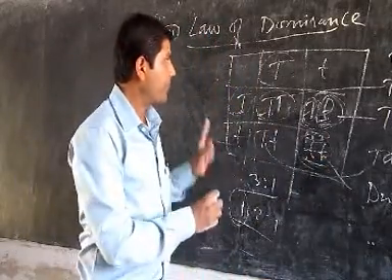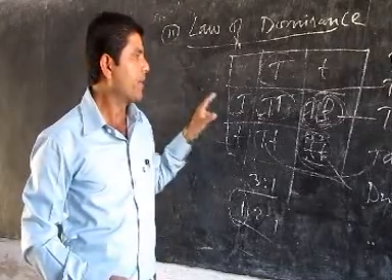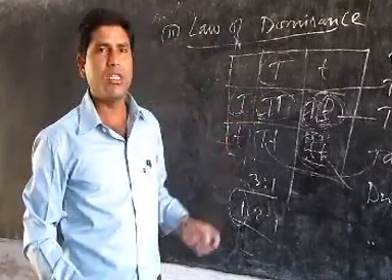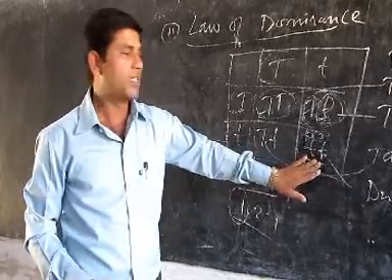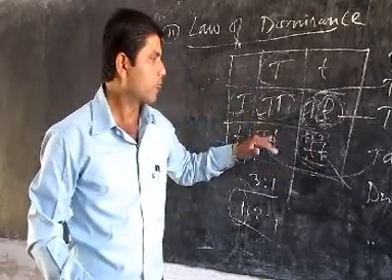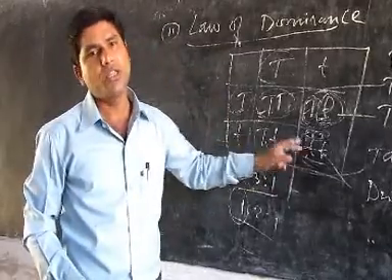So according to law of dominance, he proved that capital T and small t, capital T indicates dominant and small t indicates recessive, that means dominant is more effective and recessive is less effective.